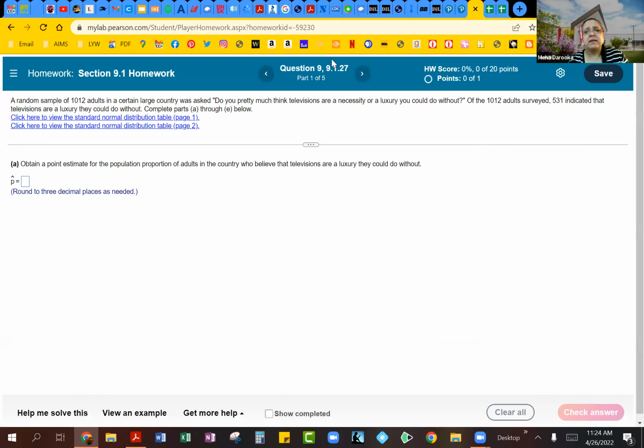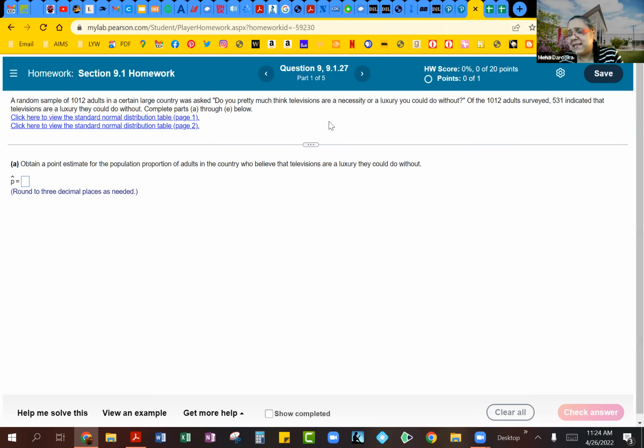And in Excel, in StatLab, you will see it's right there at the top where it shows you this is the problem 9.1.27. So that's kind of how I've labeled these. So let's take a look at this example here, and then we'll see how to use that template in Google Sheets. So this example is talking about a random sample of 1,012 adults in a certain large country was asked, do you pretty much think televisions are a necessity or a luxury you could do without? So out of these 1,012 adults surveyed, 531 indicated that televisions are a luxury they could do without.